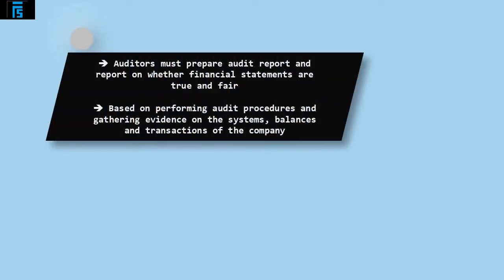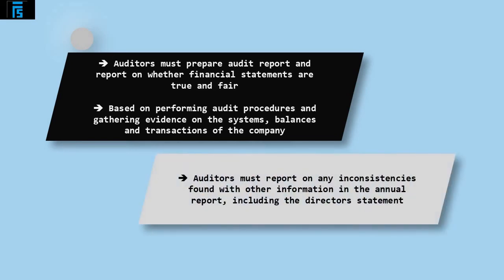The auditors must prepare their audit report and report on whether the financial statements are true and fair. This is based on performing audit procedures and gathering evidence on the systems, balances and transactions of the company. They must also report on any inconsistencies found with the other information in the annual report, including the director's statement. Any concerns with the information provided will also be included in the audit report.